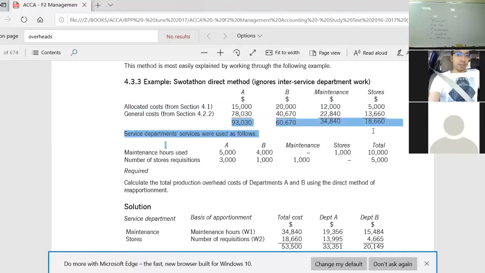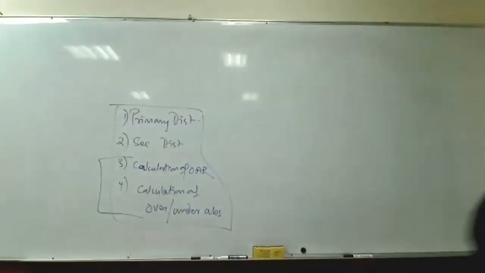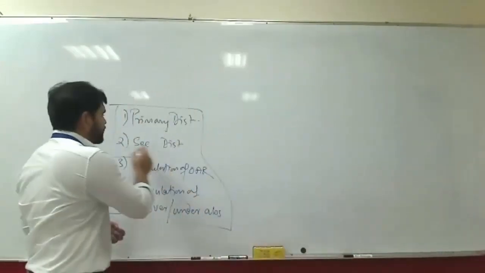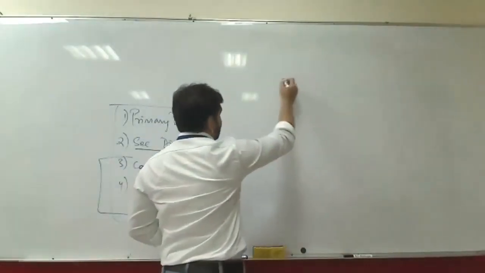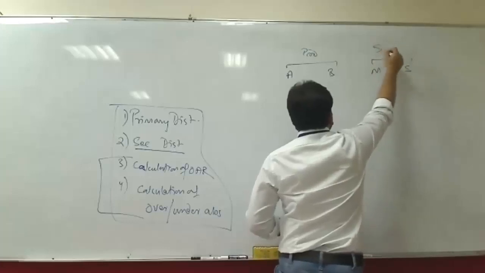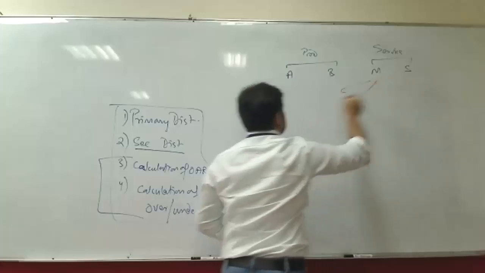We are still in the first method, primary distribution. Now we have to do secondary distribution. This maintenance and stores, the service departments, is the problem. We have to transfer the service department cost to the production department. We need to discuss why we are doing this. What do we do in secondary distribution? We transfer the costs of the service departments, maintenance and stores. This is production, and this is service, so we have to transfer these costs to the production departments.